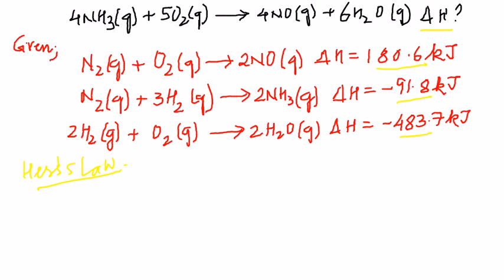Well, the first thing that you need to do is look at these three equations given to you out here, and figure out how you can put these equations together to basically result in this equation out here. And the way you do it is you can add, subtract, multiply them by a factor, or do anything you want. But whatever operation you perform on these equations, you have to perform similar operations on the delta H values. Okay, so let's see how you can solve this problem.